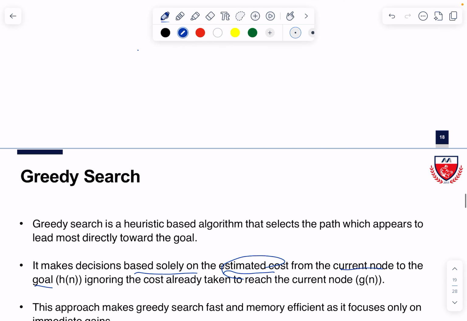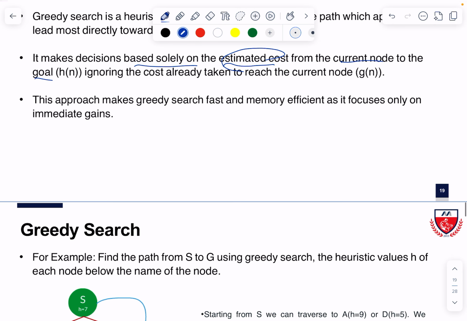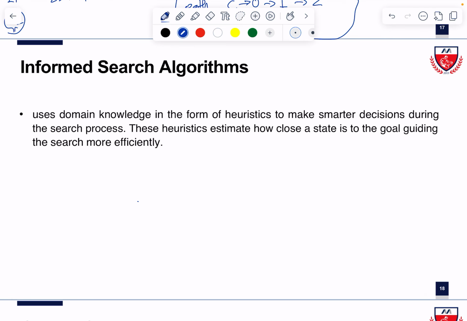Alright, so as mentioned earlier, this is the second part of the video, which is all about informed search algorithms. Informed search algorithms use domain knowledge in the form of heuristics, which is an estimated cost, to make smarter decisions during the search process. And these heuristics estimate how close a state is to the goal, guiding the search more efficiently.